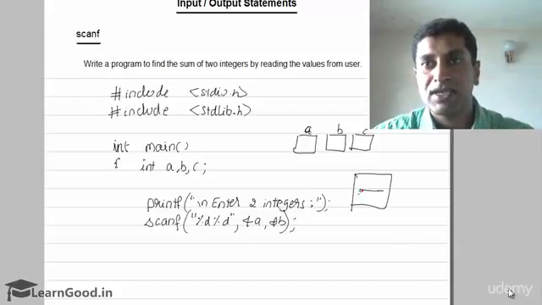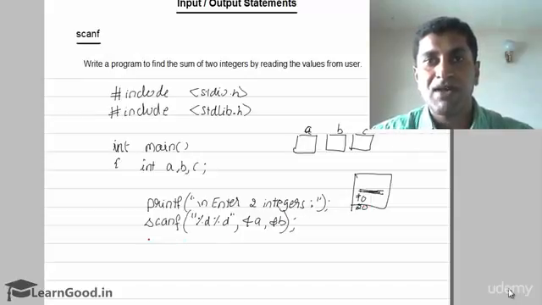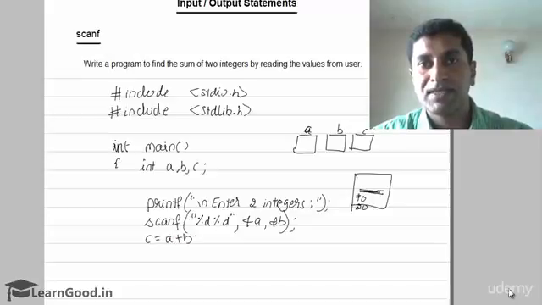And then wait. So it will display the message enter 2 integers, and then it will wait for the value. If I give the value 10, then the 10 will be stored inside A, and then again it waits for the second value in the next line. If I give 20, then the 20 will be stored inside B. And now after that you can find the sum by giving C equals A plus B. And then the result is present inside C, which you can display here.